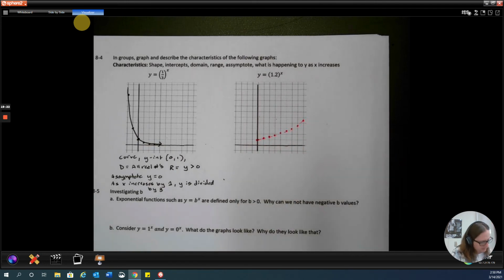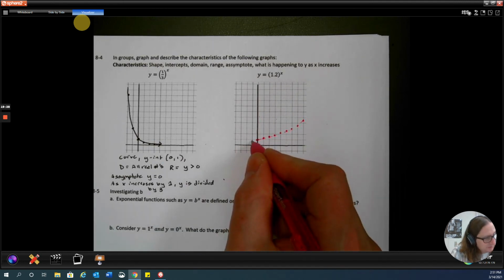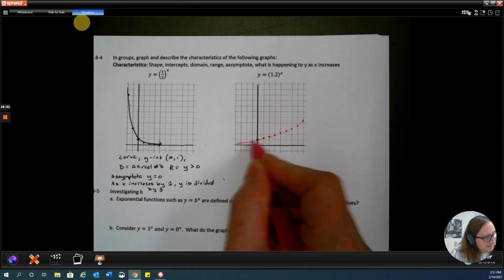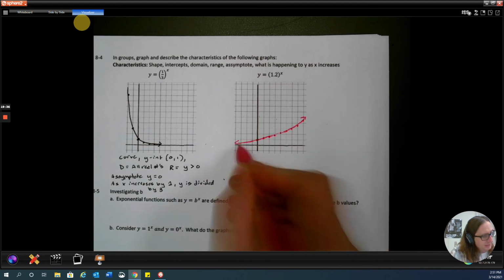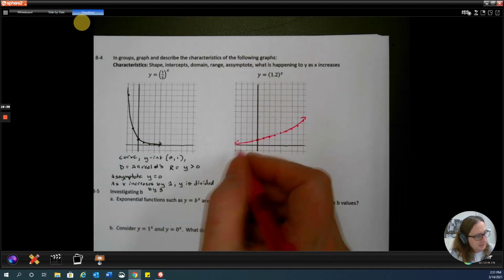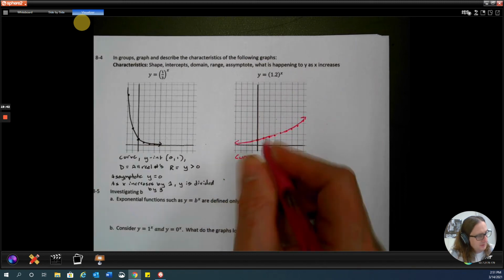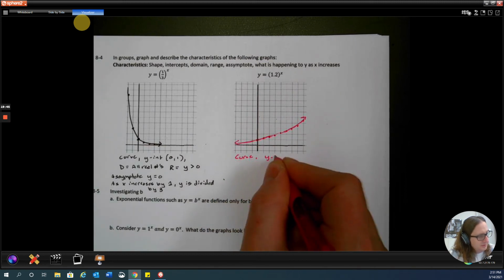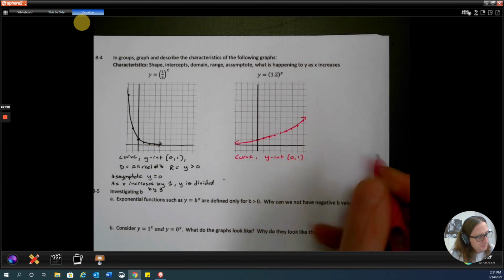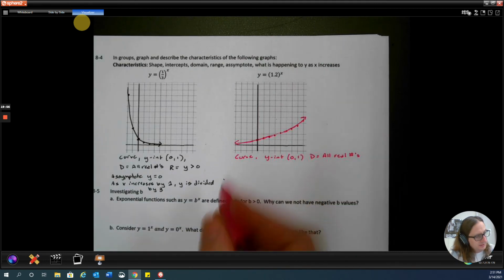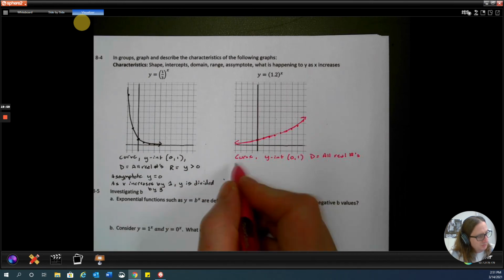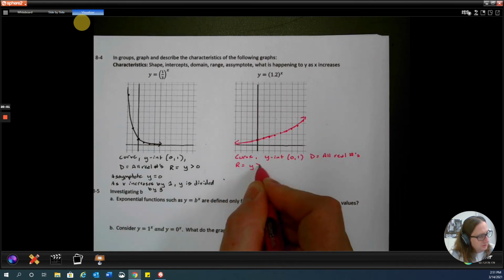And if I go backwards, I divide by 1.2. And I get 0.8 going backwards. So this curve is not as steep, but it's definitely a curve. Okay, so we see that that's a curve. We can see that the y-intercept is at 0, 1. We can see the domain is all real numbers. We can see that our range is the same as this one over here. The range is going to be y is greater than 0.